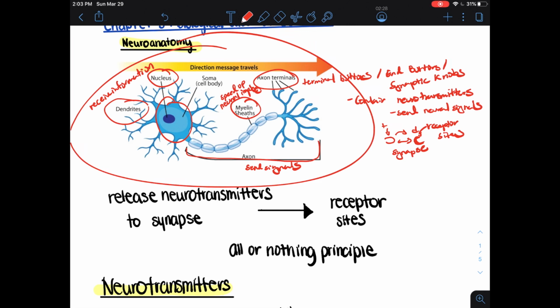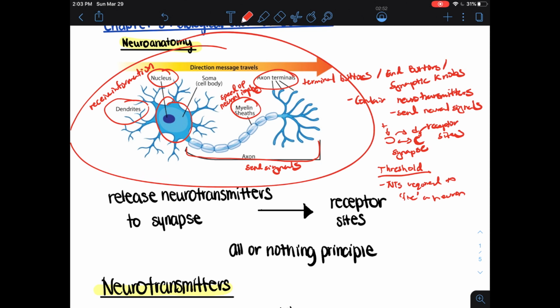And then in each neuron, we have something called a threshold, which is the level of neurotransmitters, NTs, required to fire a neuron, which just means to make the neuron send a signal. There is a minimum level of neurotransmitters.